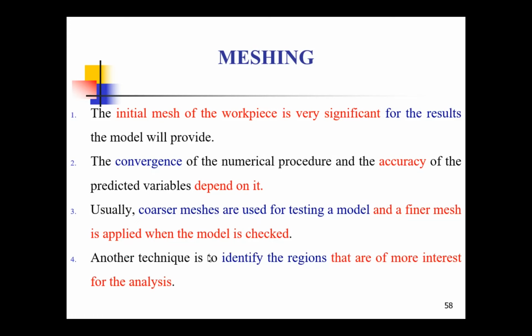So another technique is to identify the regions that are of more interest for the analysis. In a turning process, the region of interest is the interface, where the cutting tool comes in contact with the workpiece. In those cases, we will have finer meshes, and away from those interfaces, we can have coarser meshes, so that the computational time will be reduced. So I am not going to consider finer meshes for the total workpiece or for the total tool. Only at the interfaces I am going to consider finer meshing, and away from that I will be going with coarser meshing.